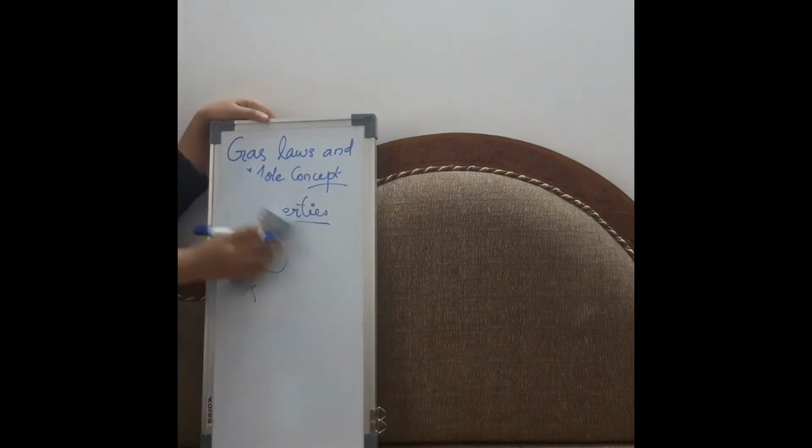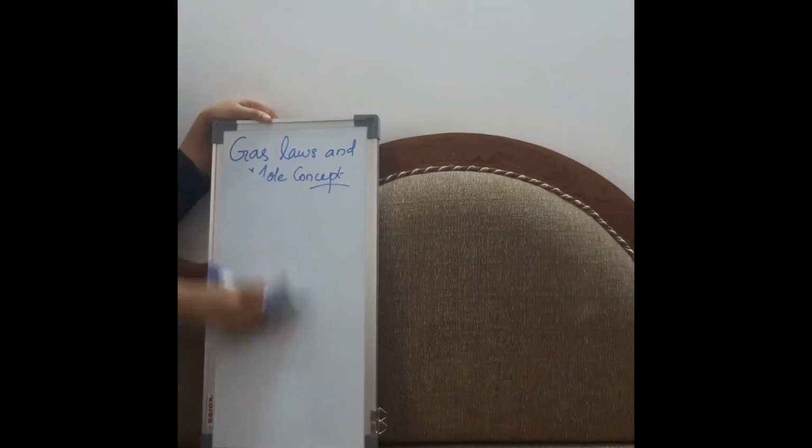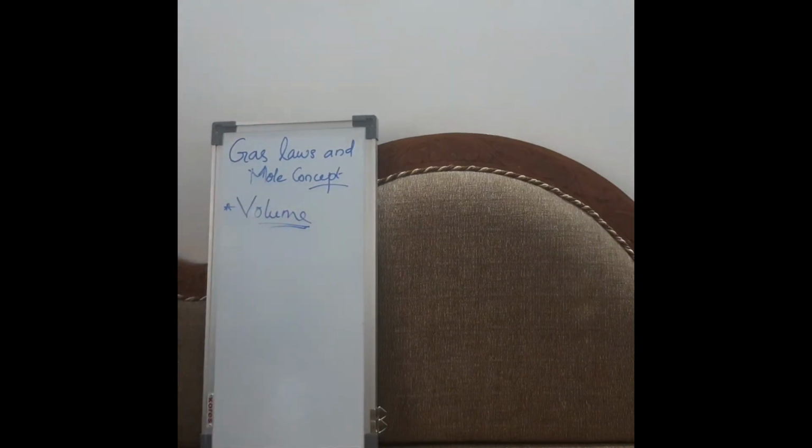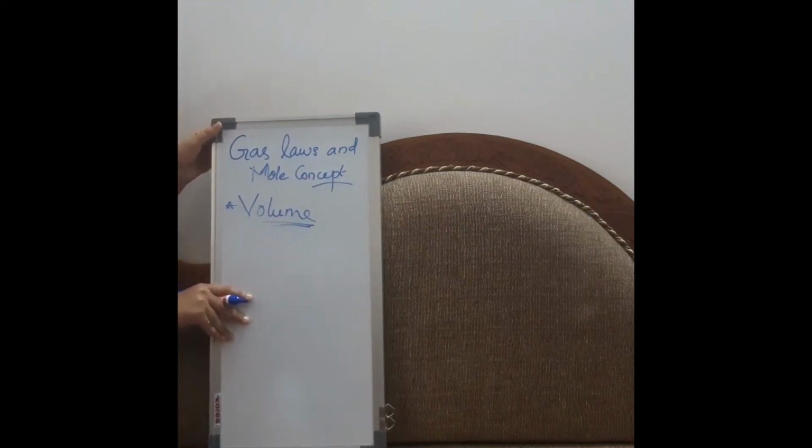Now we can learn about the volume of gases. First point is volume of gas. What is volume? What is the definition of volume? Volume is the space occupied by a substance. If this board is kept here, or this duster is kept here, the space occupied by this duster is known as the volume of this thing. So volume means the space occupied by a substance.